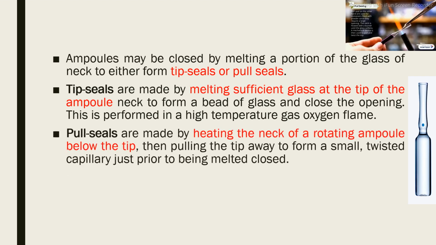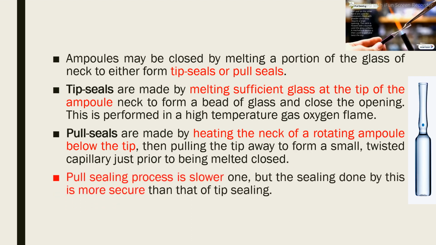Pull sealing is made by heating the neck of a rotating ampoule below the tip, then pulling the tip away to form a small twisted capillary just prior to being melted closed. So we already discussed what is meant by tip sealing and pull sealing. In case of pull sealing, we have to melt the neck and then pull the tip of the ampoule. And in case of tip sealing, only the tip is exposed to the high velocity jet burner.